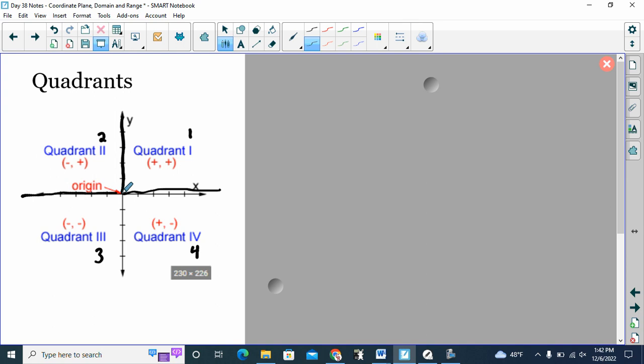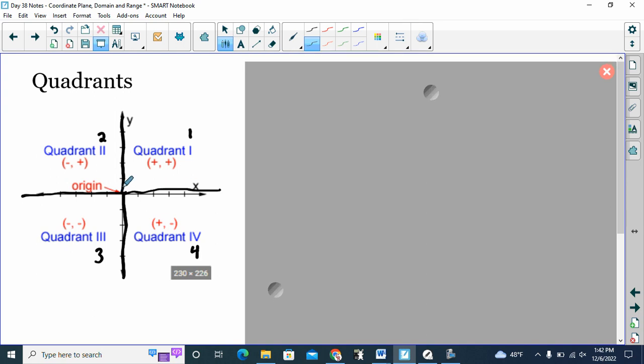Quadrant 2 is over here with a negative x and a positive y. Quadrant 3 is this area down here. X and y are both negative. And quadrant 4 is over here with a positive x and a negative y. And we defined the origin before. The origin is this point right here.